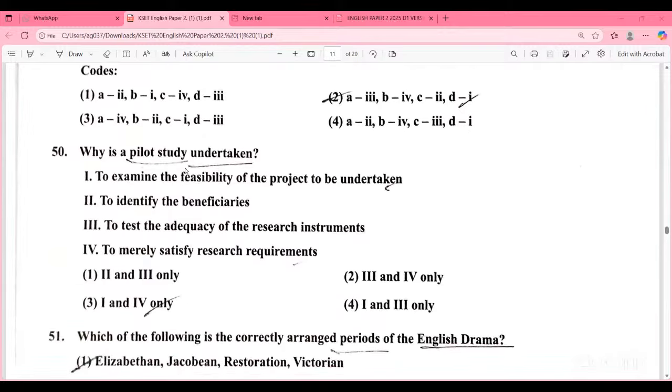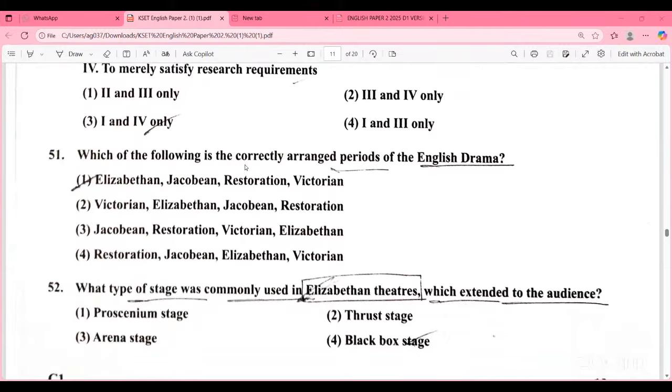Why is a pilot study undertaken? To examine the feasibility of the project to be undertaken and to test the adequacy of the research instruments. 1 and 3. Option 4 will be the right answer. That is, a pilot study is undertaken to examine the feasibility of the project to be undertaken and to test the adequacy of the research instruments. 1 and 3. Clear?